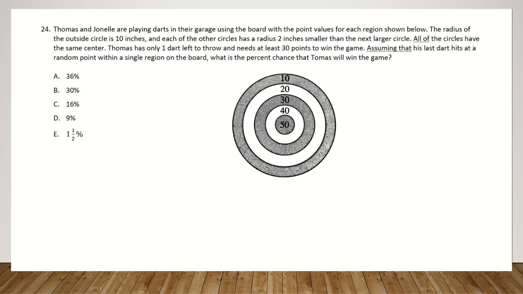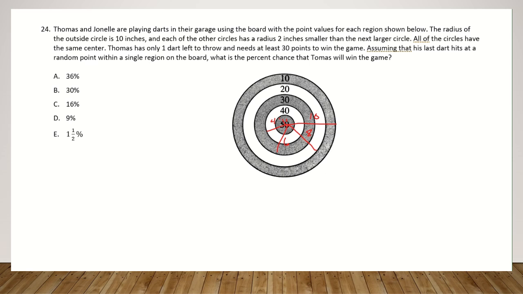Okay, so let's label this with the information they've given us. They told us the radius of the outside circle is 10 inches. And then each of the other circles has a radius 2 inches smaller. So here's 8 and 6, 4, 2, right?